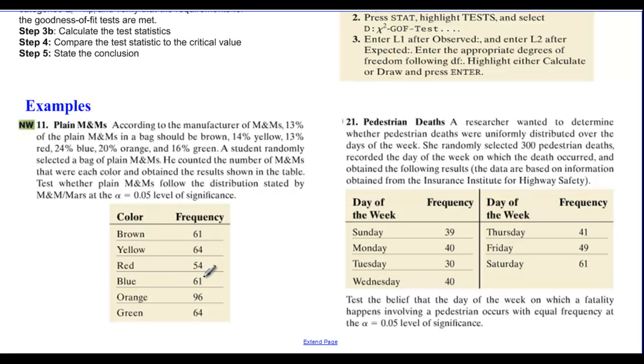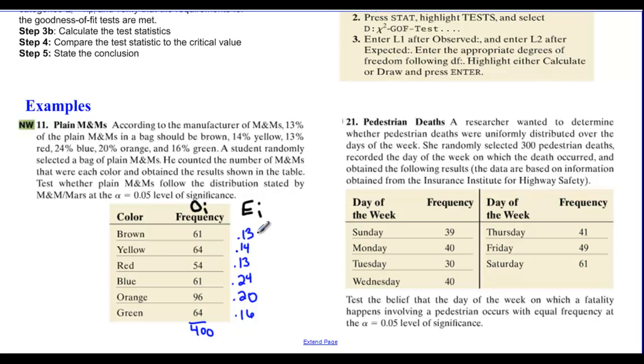Well, this table is giving us our O sub i, our observed count. So this is our O. We need to calculate our expected count. So for our expected, that's going to be our E sub i. We're going to take the proportion or the percentage for each color. So we had 13% brown, 14% yellow, 13% red, 24% blue, 20% orange, 16% green. And we're going to multiply that by n. n is going to be the total number of M&Ms, which in this case is 400.